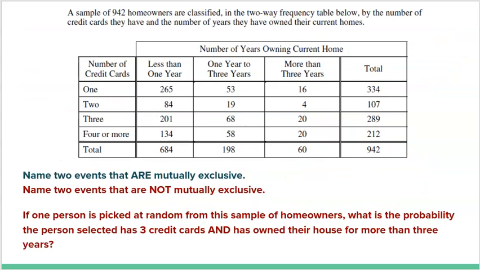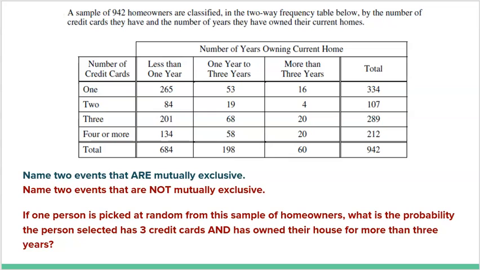A sample of 942 homeowners are classified in the two-way frequency table below by the number of credit cards they have. Do you have 1, 2, 3, or 4 or more credit cards? And how many years have you lived in your current home? Less than 1 year, 1 to 3 years, or more than 3 years? All right, and all the numbers in these tables are simply counts of these people.